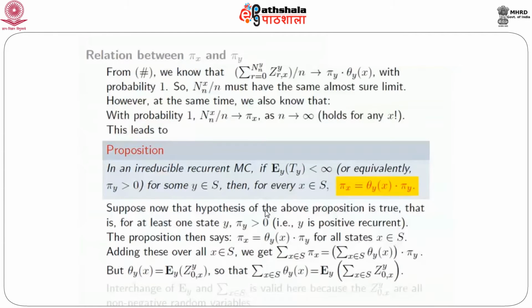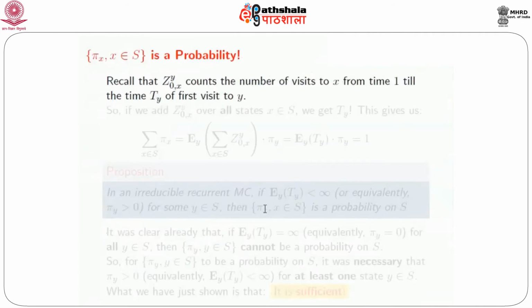But theta_y(x) by definition is the expectation E_y of Z_0^x(y). So if I add theta_y(x)'s over all x's, then it becomes the expectation of the sum of the Z_0^x(y)'s, sum over all x's. Here just notice that interchange of expectation and sum, this sum could be infinite because S is not assumed to be finite. So exchange of this expectation and possibly infinite sum is valid because all the terms are non-negative. The Z_0^x's are all non-negative random variables for various x's. So therefore we can interchange, and this is what we get, that the summation of theta_y(x) over all x in S is this thing. Now recall that Z_0^x(y) counts the number of visits to x from time 1 till the time of first visit to y.